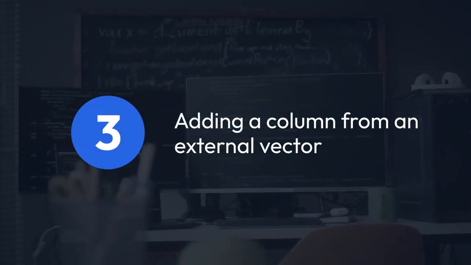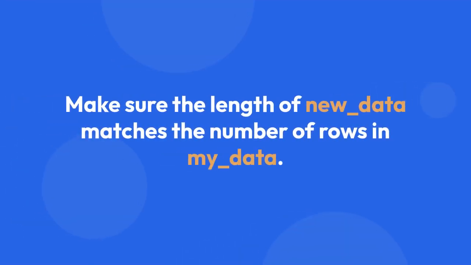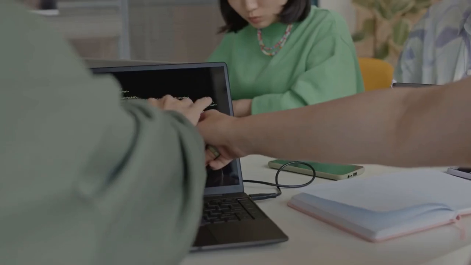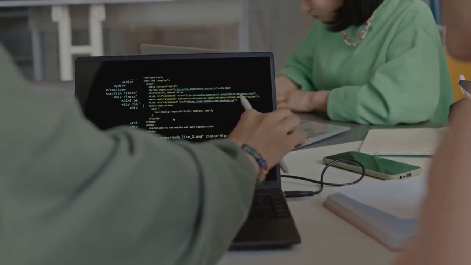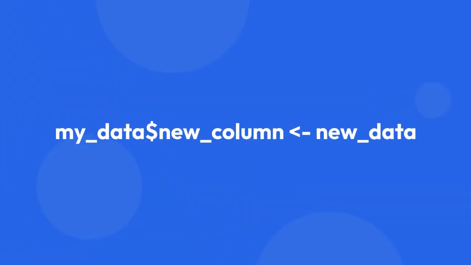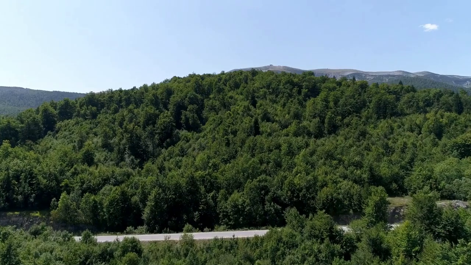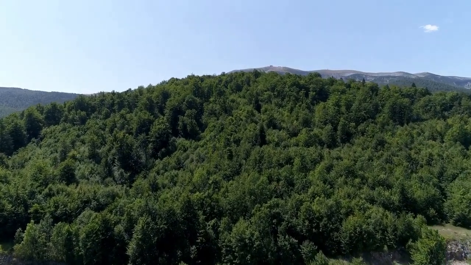3. Adding a column from an external vector. Suppose you have a vector, some_new_data, that you want to add as a new column to your data frame. Make sure the length of new_data matches the number of rows in MyData. If lengths differ, you will likely encounter problems, so double-check this carefully. You can use MyData$newColumn <- new_data. This directly adds the contents of new_data as a new column.